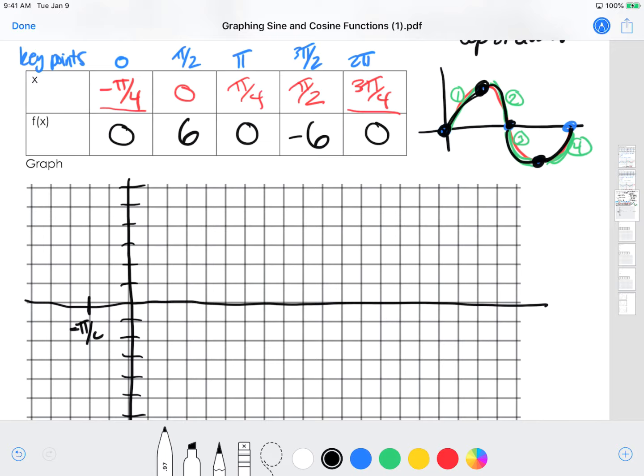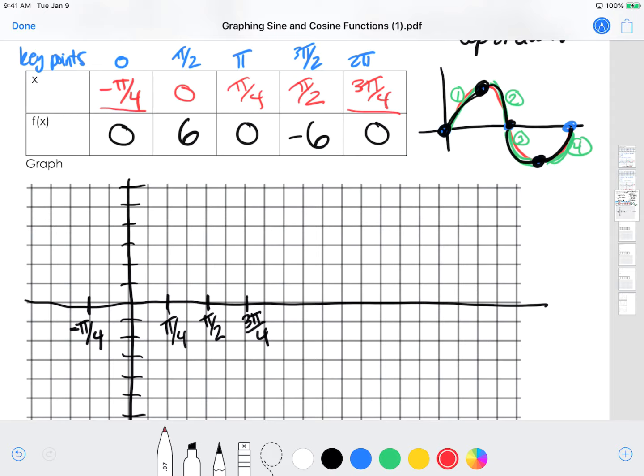So I'm going to start here at negative pi over 4. Then I have 0. Then I have positive pi over 4. Then I add pi over 4 again, that gives me pi over 2. If I add pi over 4 again, that gives me 3 pi over 4, which is where we stop.